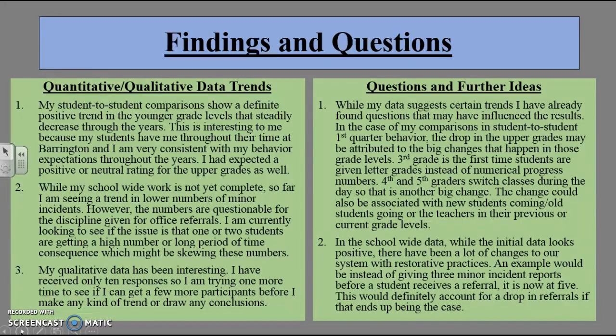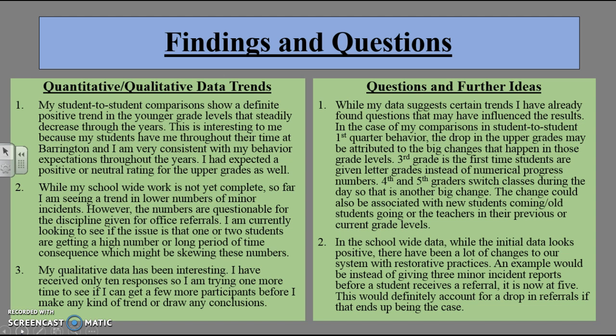Questions and further ideas. I am a person who always looks for the hole in someone's data, and so a couple that I noticed in mine: my first quarter drop in behavior in the upper grades could be attributed to the big changes that happened in those grade levels. So my 3rd to 4th grade, those students are going from, first of all, just getting letter grades from numerical grades in third grade, which is a huge switch. And then from 3rd to 4th, they go from one classroom to rotating throughout the day, like a middle school would. So instead of one room, one teacher, one safe zone, they have up to 4 to 5 teachers with different personalities, different teaching styles, and that can be a huge thing.